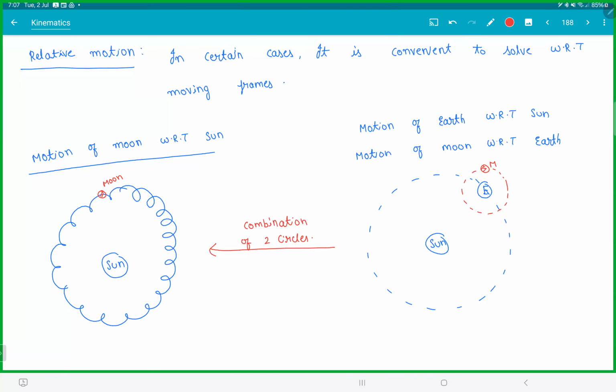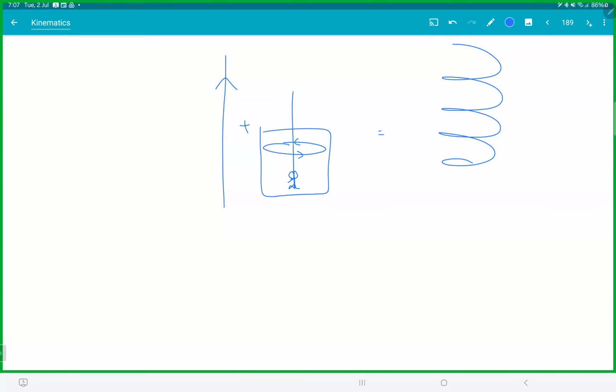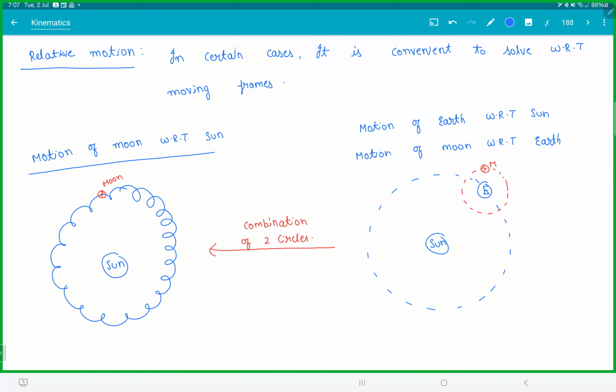If I give you one more example, how does your fan inside the lift go? If you look at the motion of the fan inside a lift, the fan is going in a circle and your lift itself is going vertically. So the combination of these two is actually a spiral, which is complex to study. But with respect to the lift, if you stand inside the lift, you will see a circle, and you yourself are going in a straight line. So it's a combination of a straight line plus a circle. I hope this is making sense.